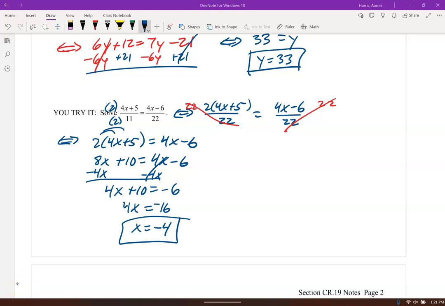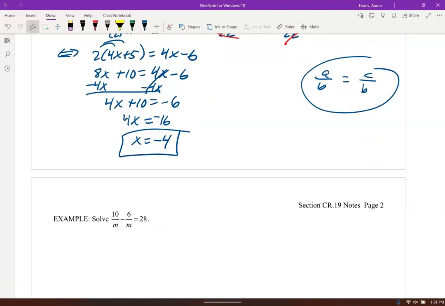So far we've done where we have one fraction equals one fraction, right? That's what we've done so far. Now let's do it where, what if it's split up? I've got a couple terms. Well, luckily this one already has a common denominator. So what you want to do is get it so you have one fraction equaling one fraction. We have a common denominator, so we can go ahead and combine those. It's 10 minus 6 all over m. So we've got 4 over m equals 28.